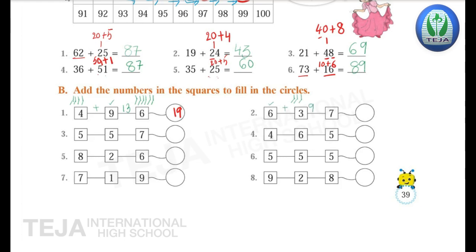Now add 7 to 9, children. Draw 7 lines. 3, 4, 5, 6, 7. Now count after 9. 10, 11, 12, 13, 14, 15, 16. How much is it? 16. 6 plus 3 plus 7 is 16. So write 16 here.